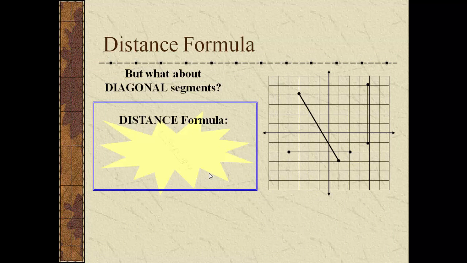The distance formula is: distance is equal to the square root of x2 minus x1 squared plus y2 minus y1 squared. Now remember, this x2 and x1 and y2 and y1 are standing for the x and y pairs of your two endpoints.